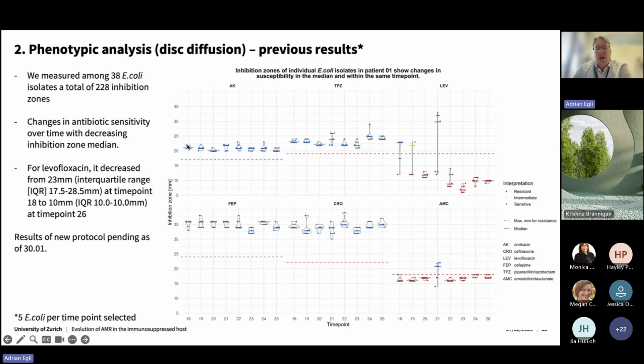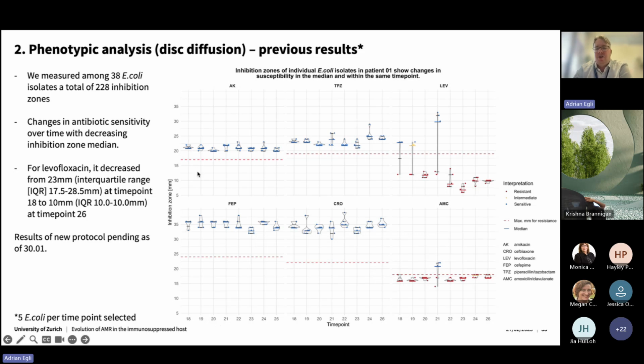And you see here the diversity at each time point. So this is time point 18, time point 19, time point 21, and so on. So from left to right, you see the different time points. On the y-axis, you see the inhibition zone. So the higher the inhibition zone, the more susceptible the strain is. The lower it goes, the more resistant it is.